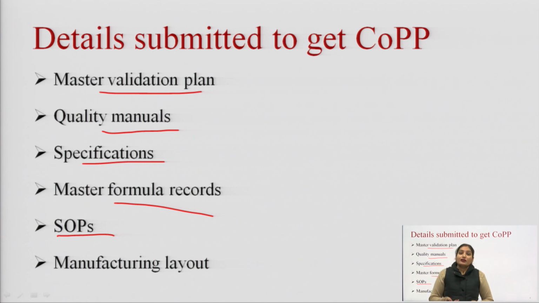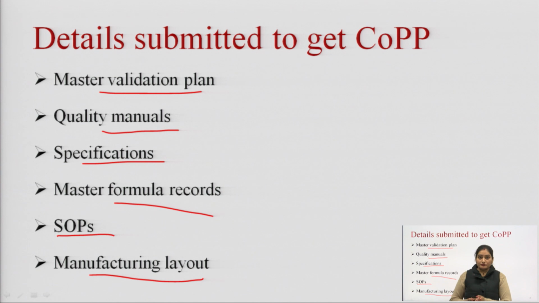Whatever the process that is done in the premises, all the SOPs related to that should be submitted to get the COPP approval. Next is manufacturing layout. What is the layout of the manufacturing premises? What are the different sections that are maintained in the manufacturing premises? That should be specified whenever the applicant or company wants to get the COPP approval from the respective regulatory agency.